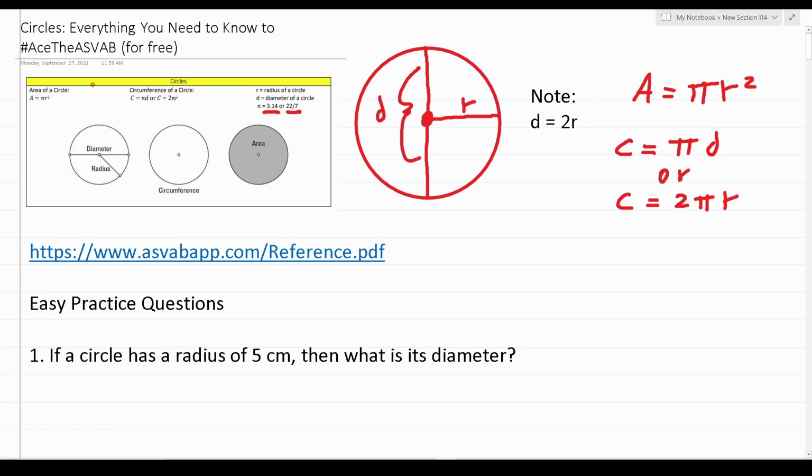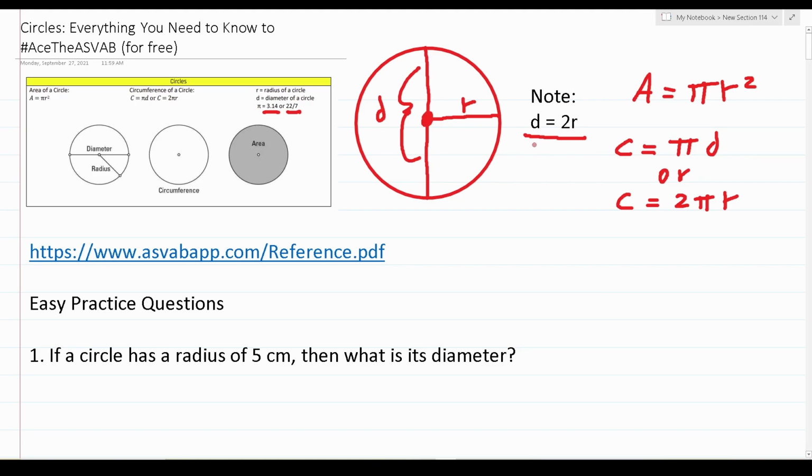One thing you want to take note of is the relationship between the diameter of a circle and the radius of a circle. A diameter is twice as long as a radius, and that is expressed algebraically right here. The diameter of a circle is twice as long as the radius of a circle.